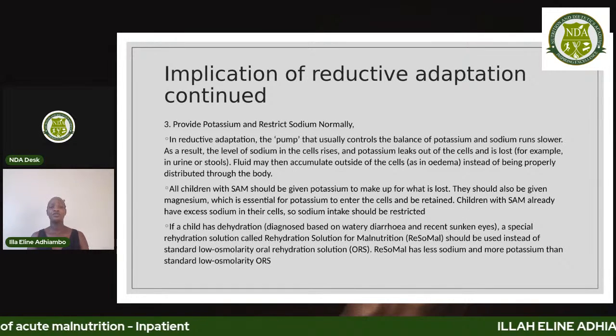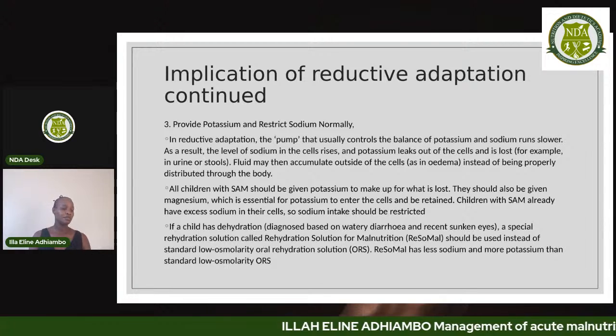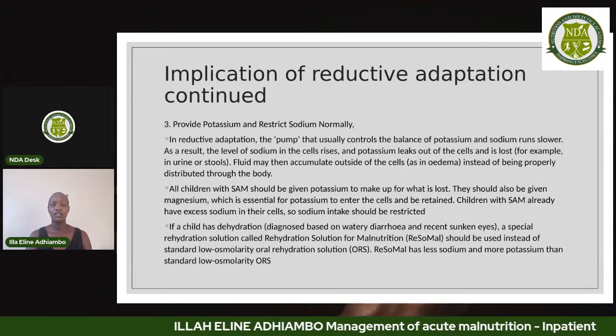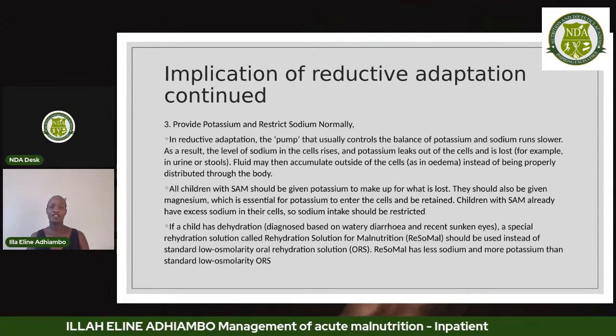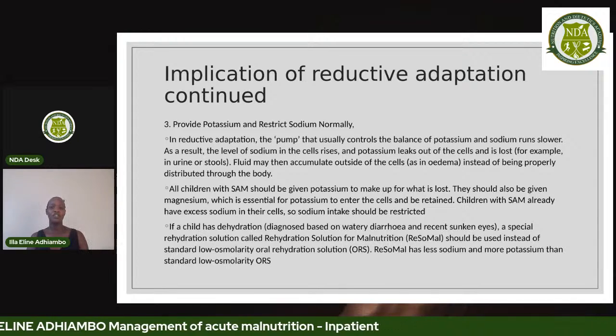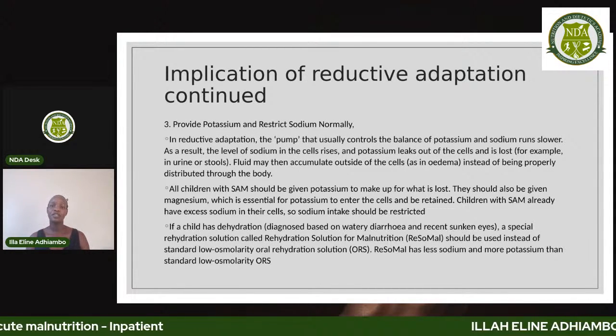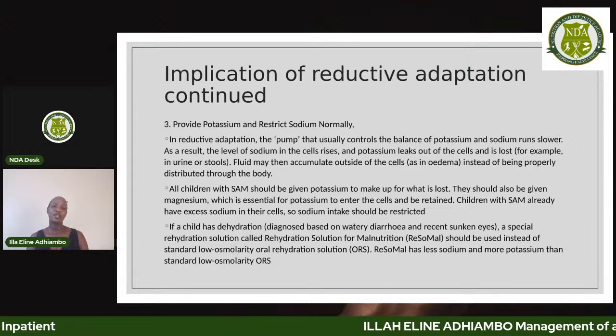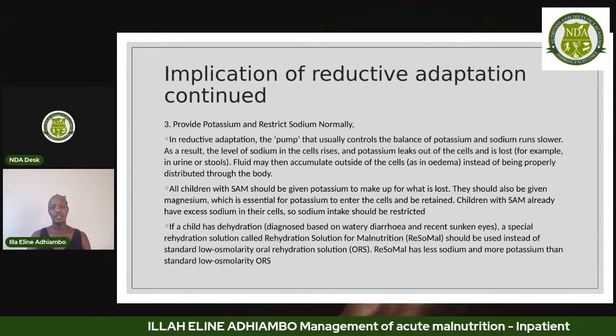And then we have to provide more potassium, as I had mentioned, but we restrict sodium because this affects the sodium potassium pump, and then it makes it slow. As a result, sodium in the cells rises and can increase edema.